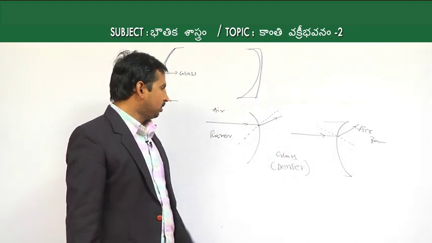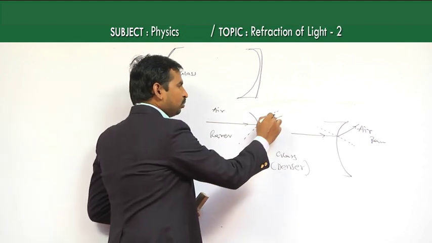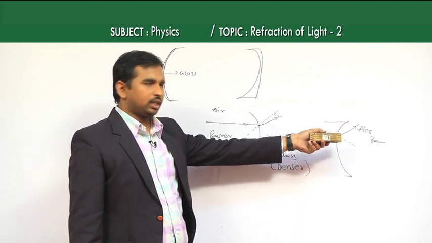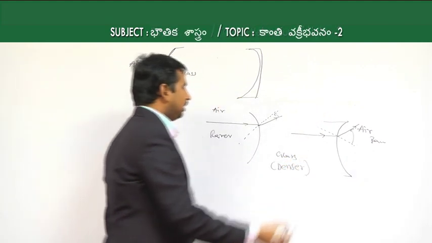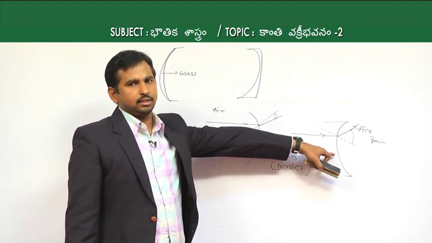Okay, have you understood now? So, in case of coming from rarer to denser, it bends towards the normal, whereas in case of denser to rarer, it is bending away from the normal like this. This is the refraction effect in case of a concave lens.